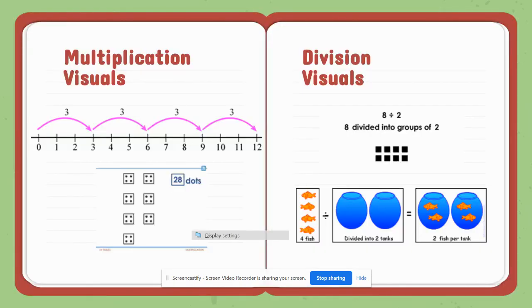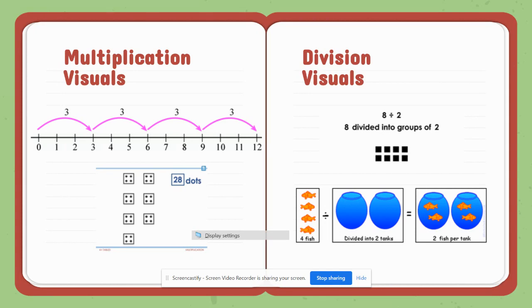And lastly, here are some multiplication and division visuals. For the number line, you can see that it's skip counting by 3. So that is just, again, multiplication is repeated addition. So it's 3 times 1, 3 times 2, 3 times 3, 3 times 4. You're just skipping 3 on the number line. And you can see 28 dots is the second one, and there are 4 dots in each box, and there are 7 boxes. So 7 times 4 is 28.